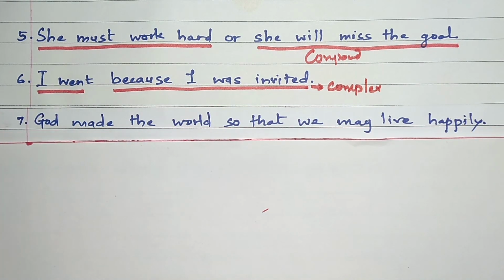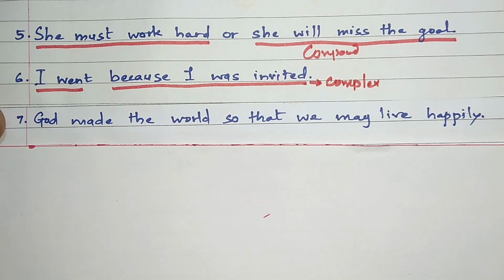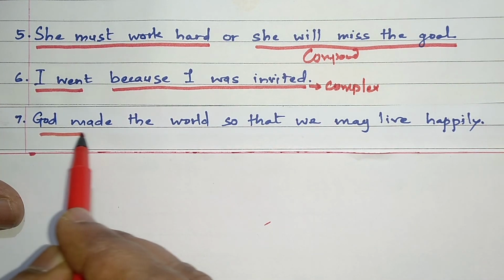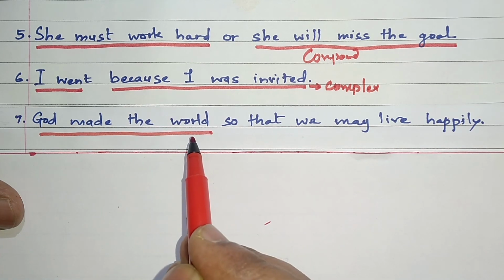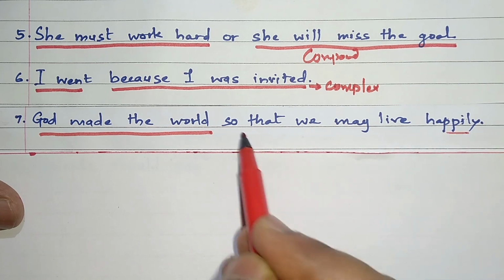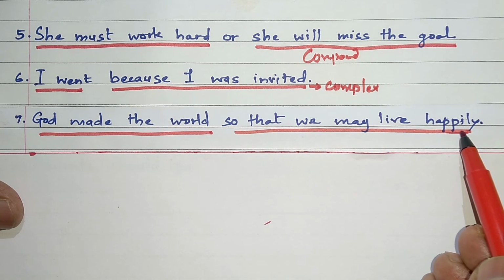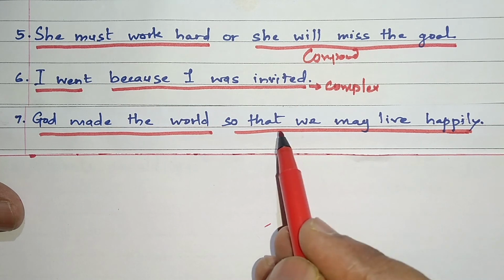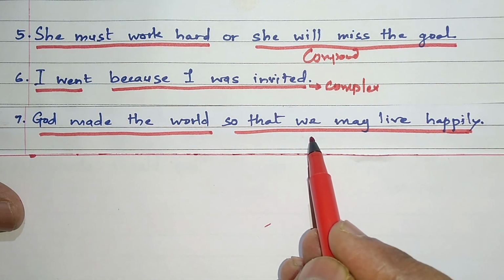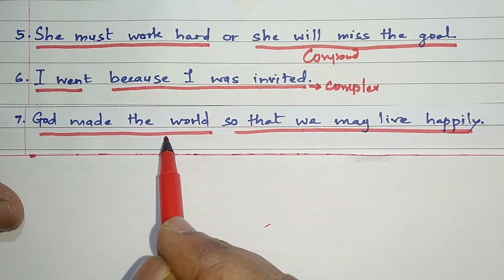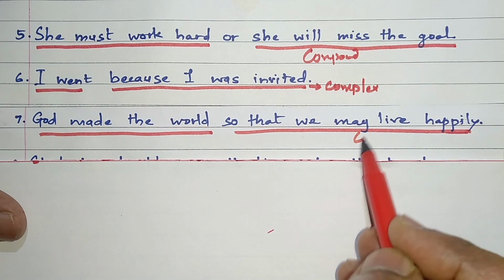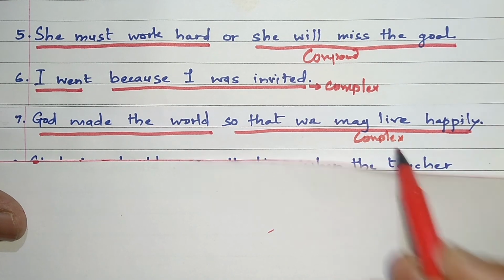Next, God made the world so that we may live happily. God made the world, one independent clause, independent statement. So that we may live happily. Does it make sense on its own? No. It is depending on the first to make complete sense. So this is a subordinate clause. Therefore, this sentence contains one main clause and one subordinate clause. So therefore, this is a complex sentence.